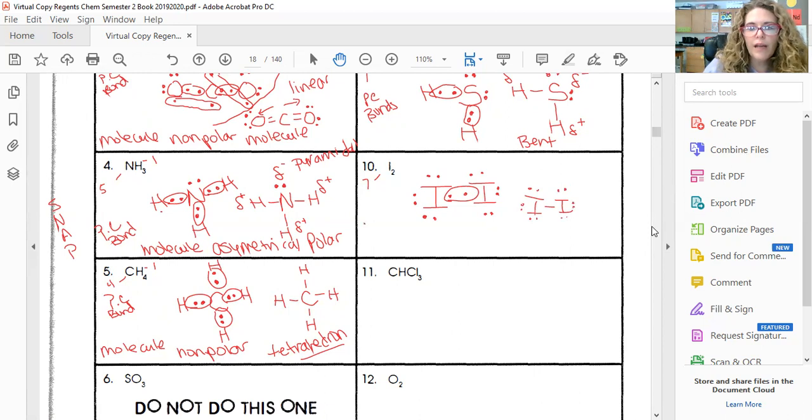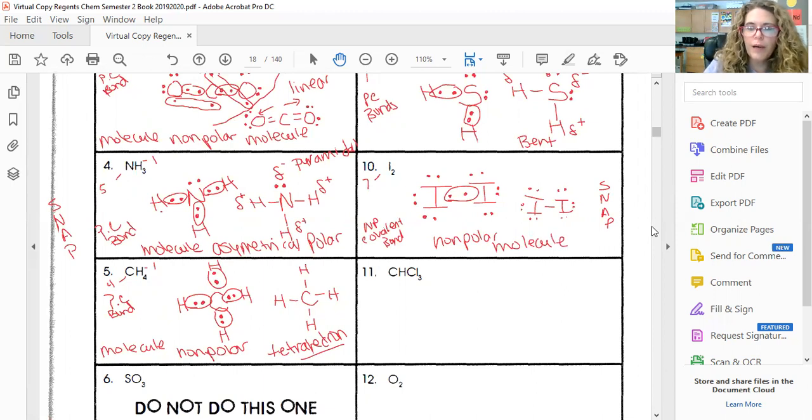So here I have a non-polar covalent bond because I have two of the same nonmetals with the same electronegativity. But now let's take a look at our shape, right? Our shape has two lines of symmetry. So this is symmetrical. So symmetrical is nonpolar. So this is also a nonpolar molecule.